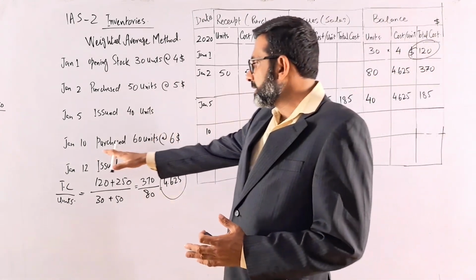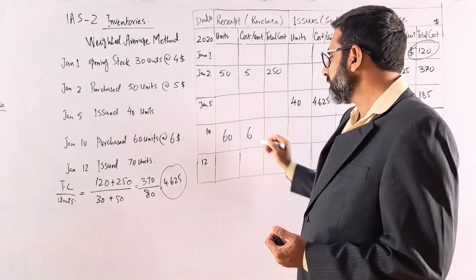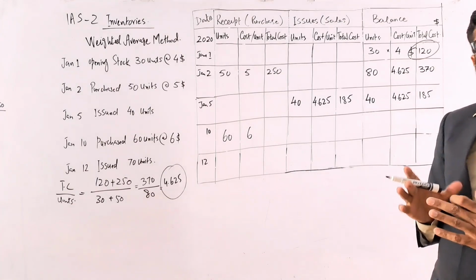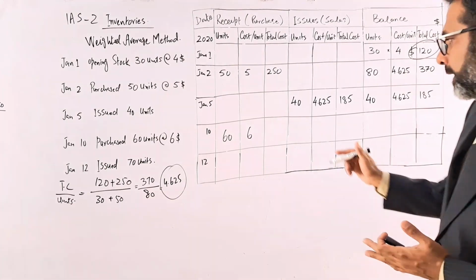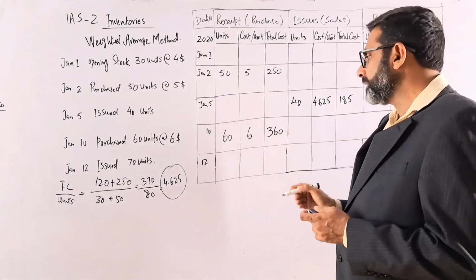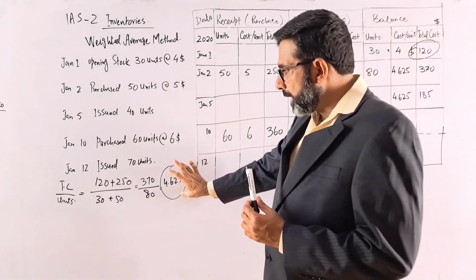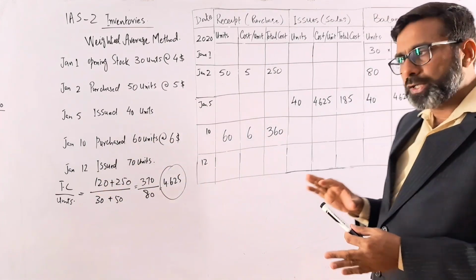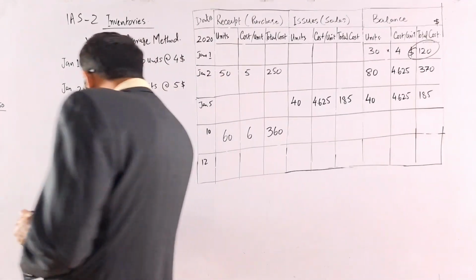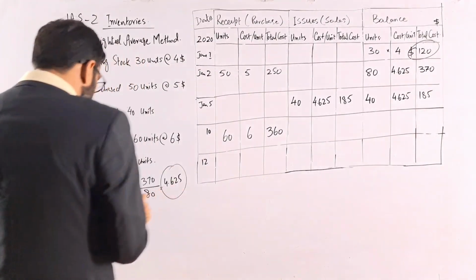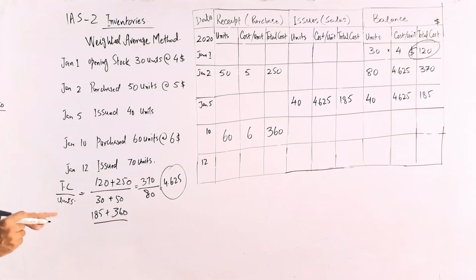Again on the next date, the 10th, they have purchased some units. 60 units were purchased at a cost of $6. Obviously the cost is changing, it may be increasing or decreasing, because it is fluctuating. So that is $360. Now we use the same formula: the total cost divided by the total units. The total cost we already have is $185, plus the new cost of $360. So 185 plus 360.